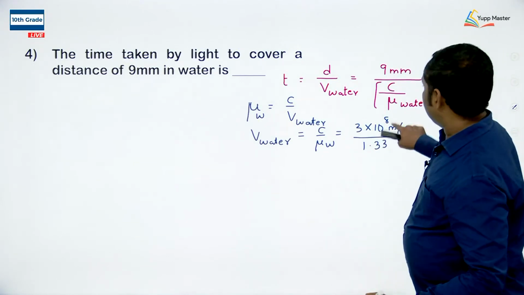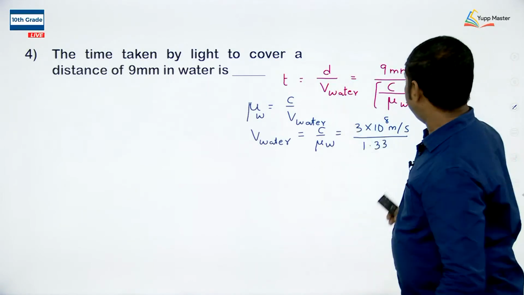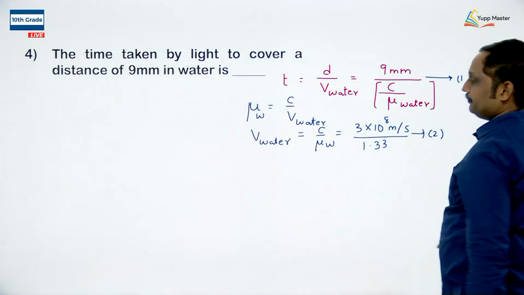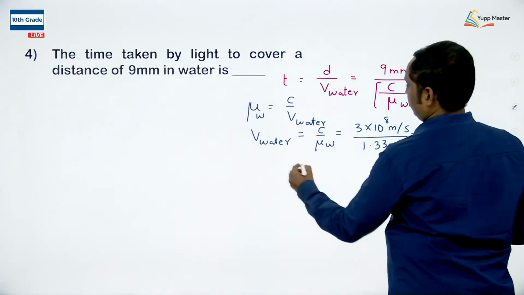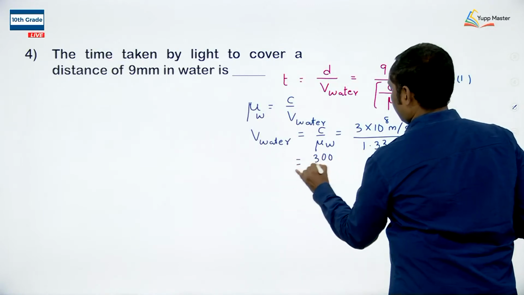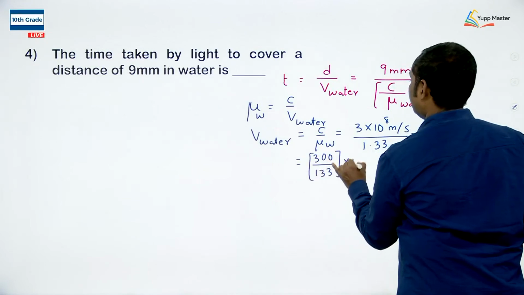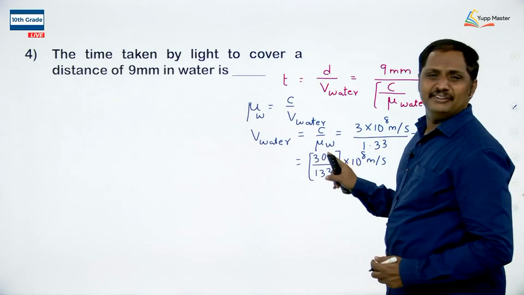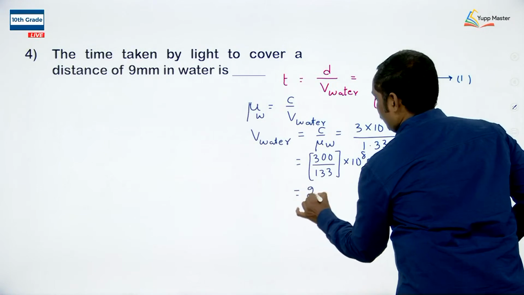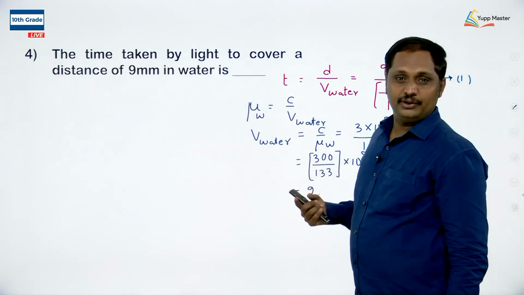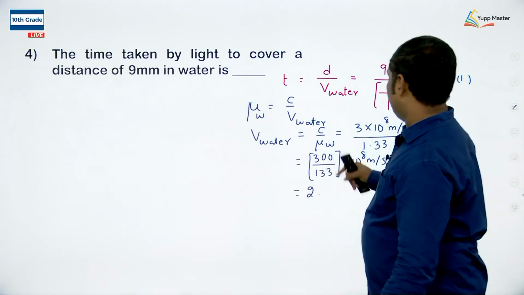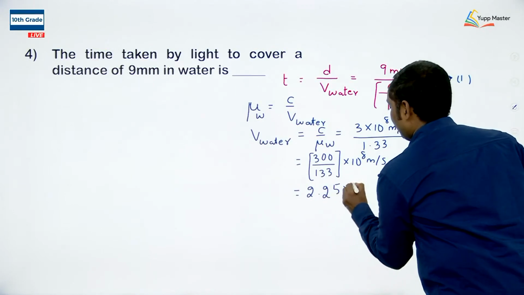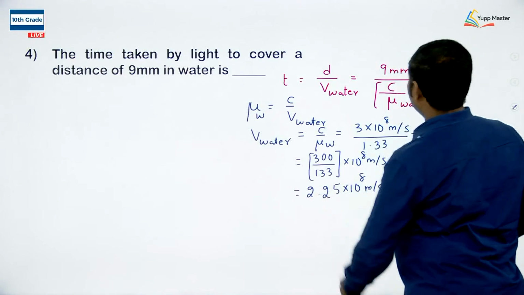If you look into the calculation part, please follow the steps. Let us assume this is equation number 1 and this is equation number 2. Going for the calculations, that is equal to 300 by 133 into 10 to the power of 8 meter per second. You have to get the calculation, that is 300 divided by 133. Initially we take 266, then 334, then 340, and again 2. Further steps give 2.25 into 10 to the power of 8 meter per second. So, this is V water.